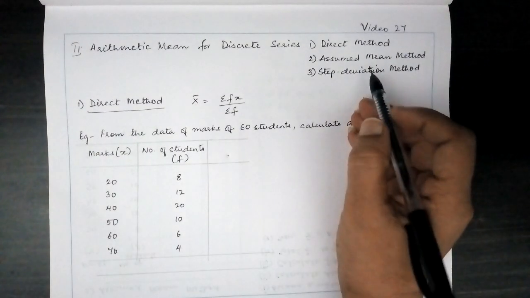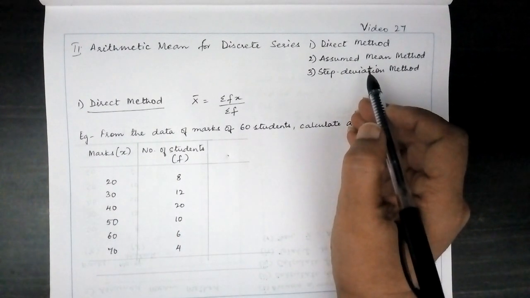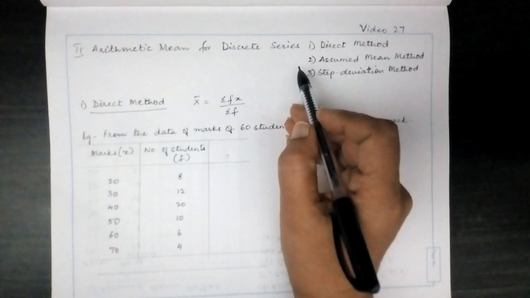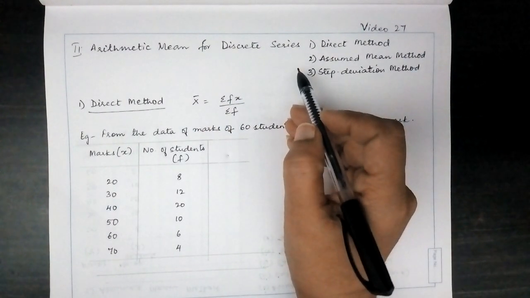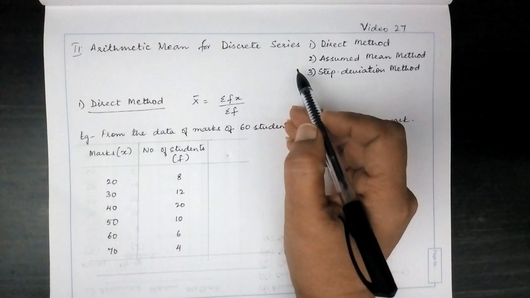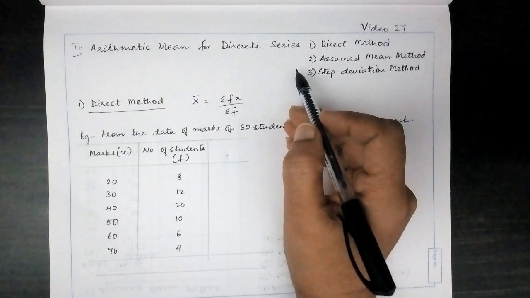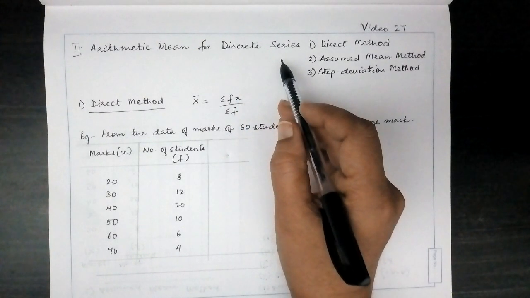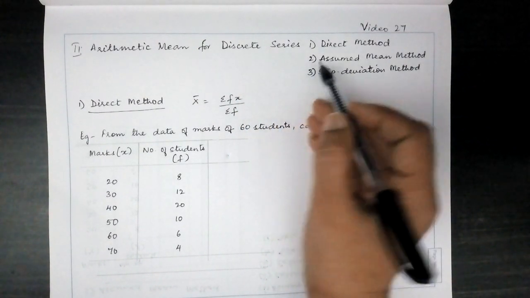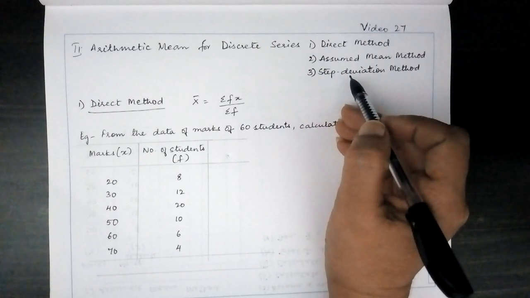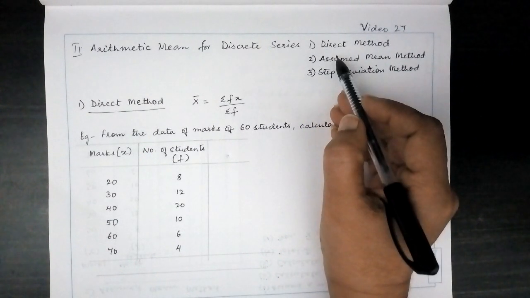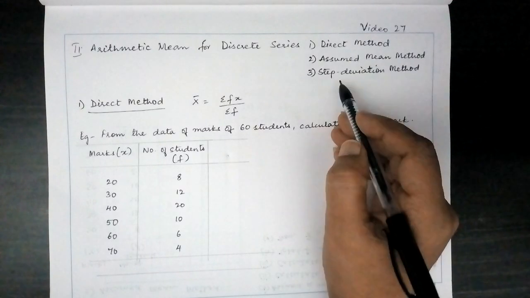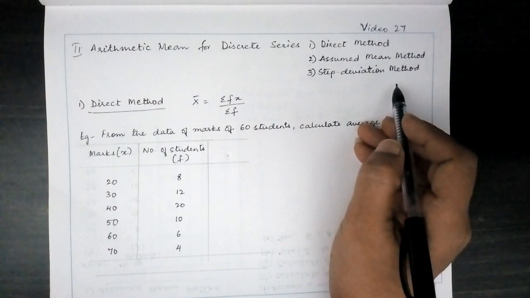In this video number 27, we are going to learn to find the arithmetic mean for a discrete series. In the previous video, we learnt about the individual series, and here we are going to discuss arithmetic mean for discrete series. Here also we will have to calculate the mean by three different methods: the direct method, the assumed mean method, and the step deviation method.